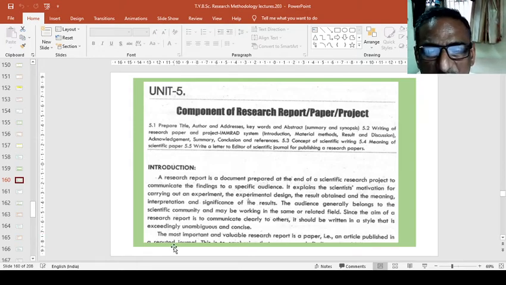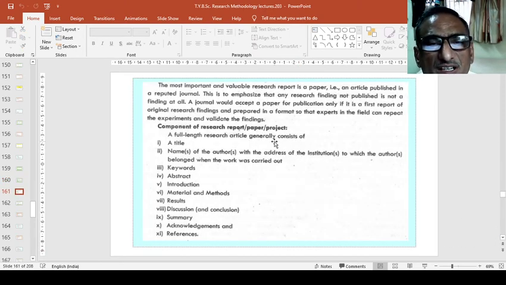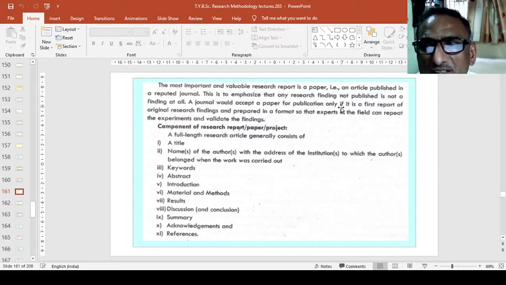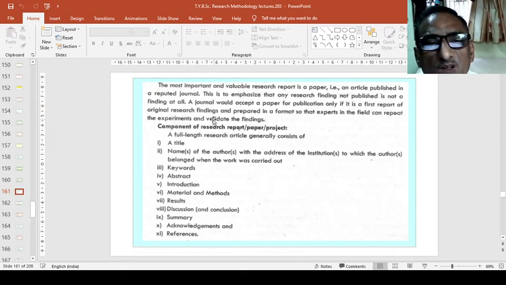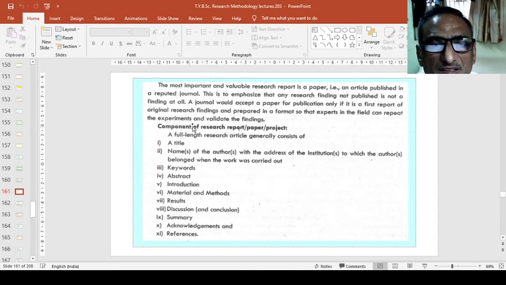The most important and valuable research report is a paper, that is, an article published in a reputed journal. This is to emphasize that any research finding that is not published is not a finding at all. A journal would accept a paper for publication only if it is a first report of original research findings and prepared in a format so that experts in the field can repeat the experiments and validate the findings.